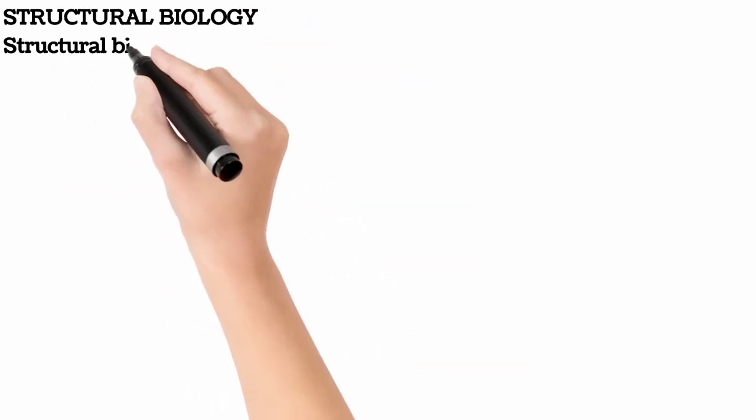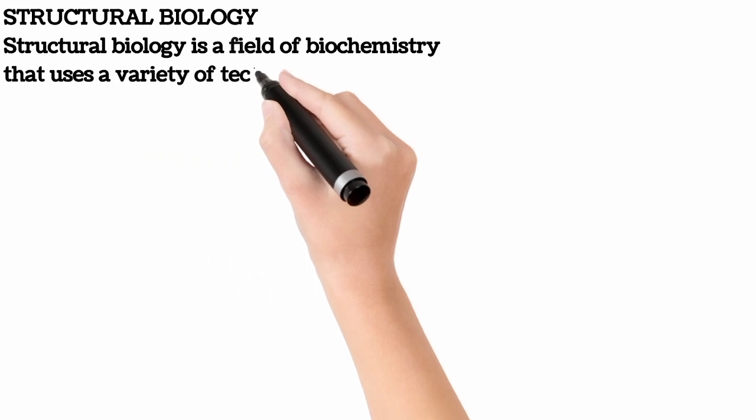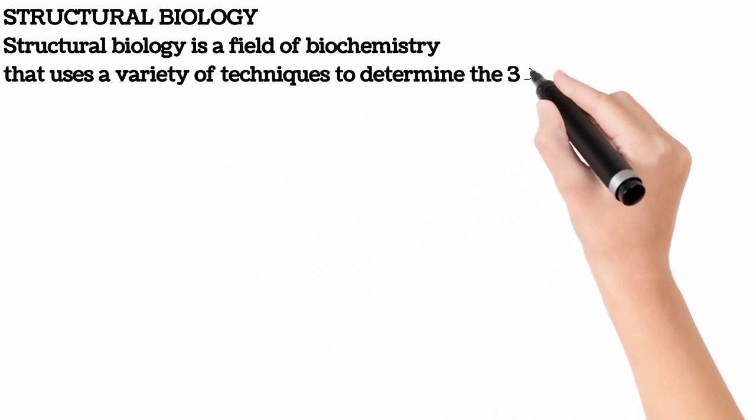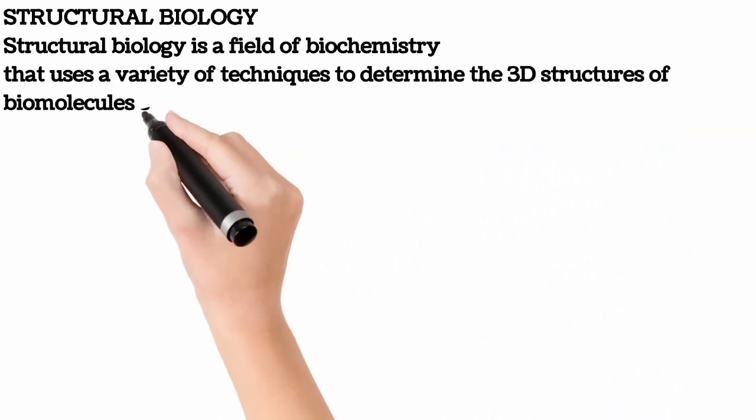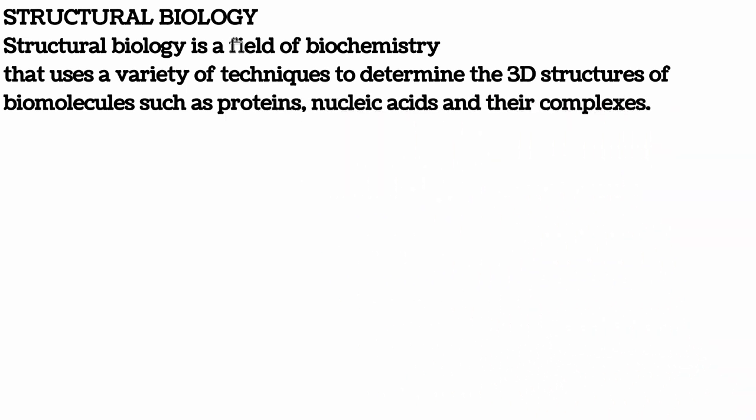Okay, so structural biology. Structural biology is a field of biochemistry that uses a variety of techniques to determine the 3D structure of biomolecules such as proteins, nucleic acids, and their complexes. Generally in structural biology, a variety of techniques are used to know the 3D structure of biomolecules, which helps in identifying their functions.